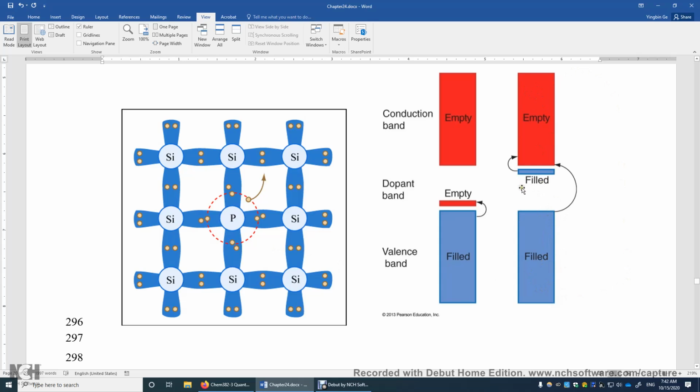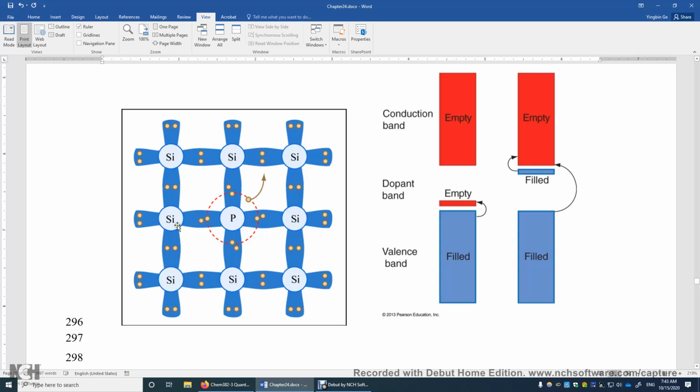So you need to look at over here. Without this phosphorus, you have a large gap, 1.1 electron volt. With phosphorus, you form a very thin new filled band, I'm going to call it a band because it's almost continuous. And the gap between this new band and the empty band is only 0.04 electron volt. Now it's really easy to excite an electron from this filled band to the empty band.